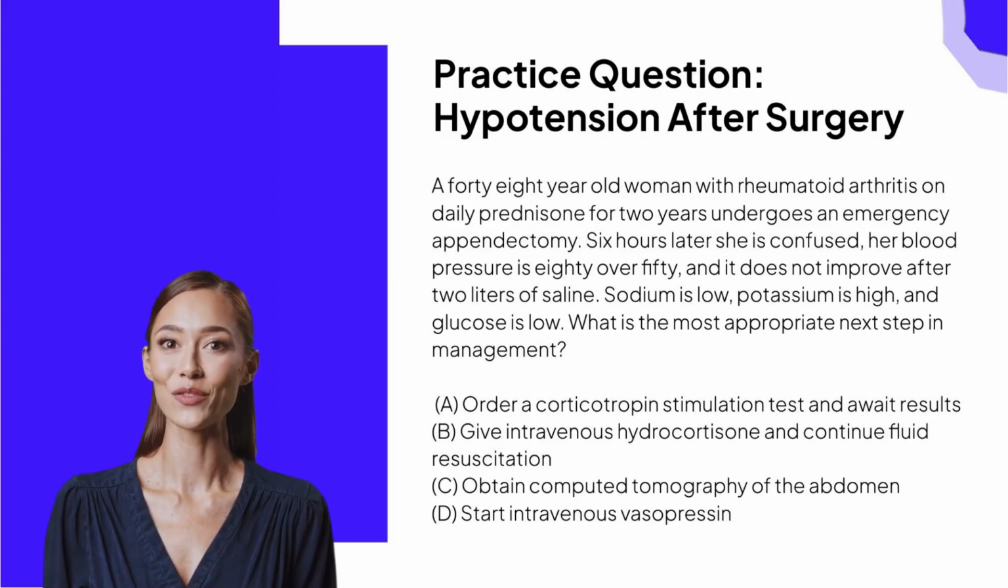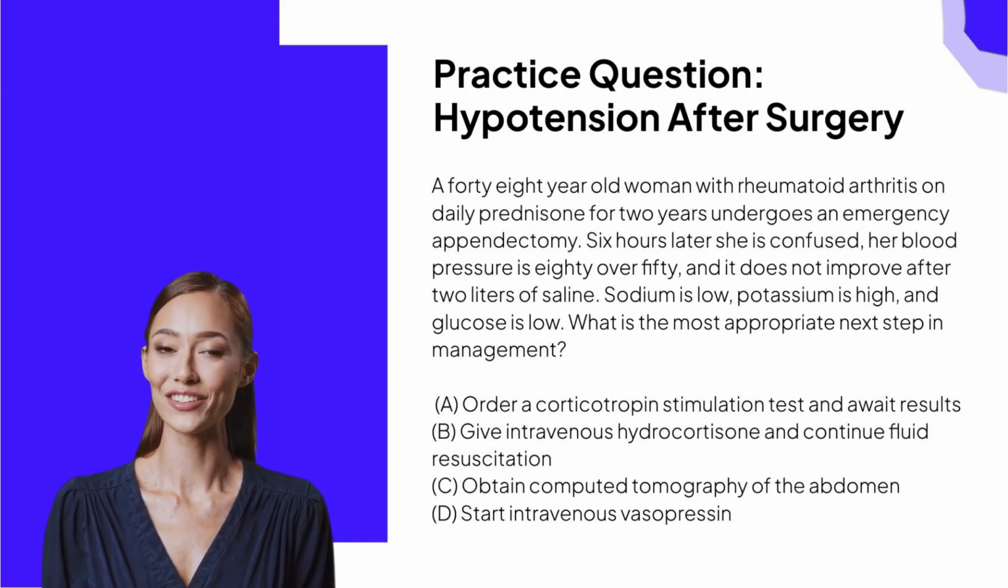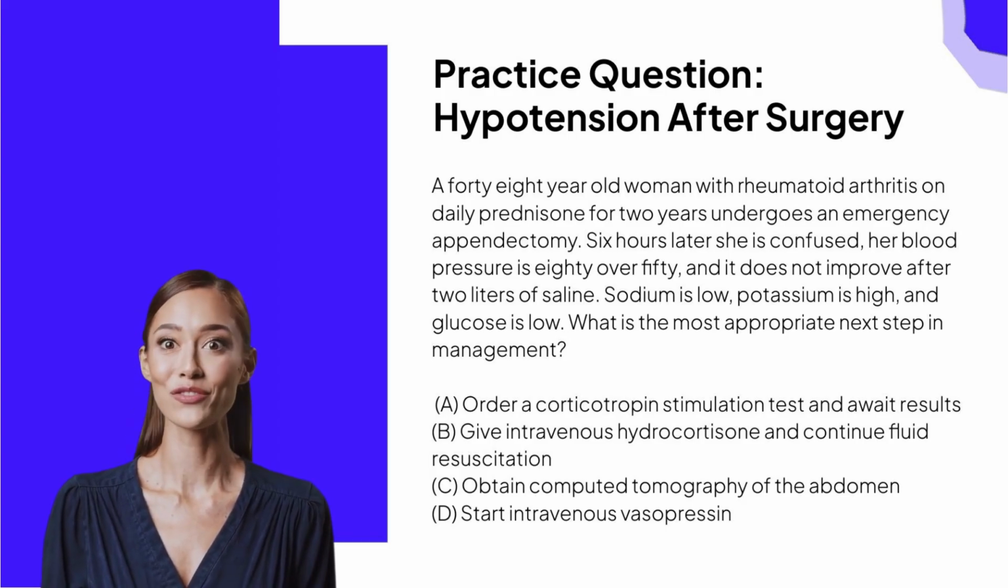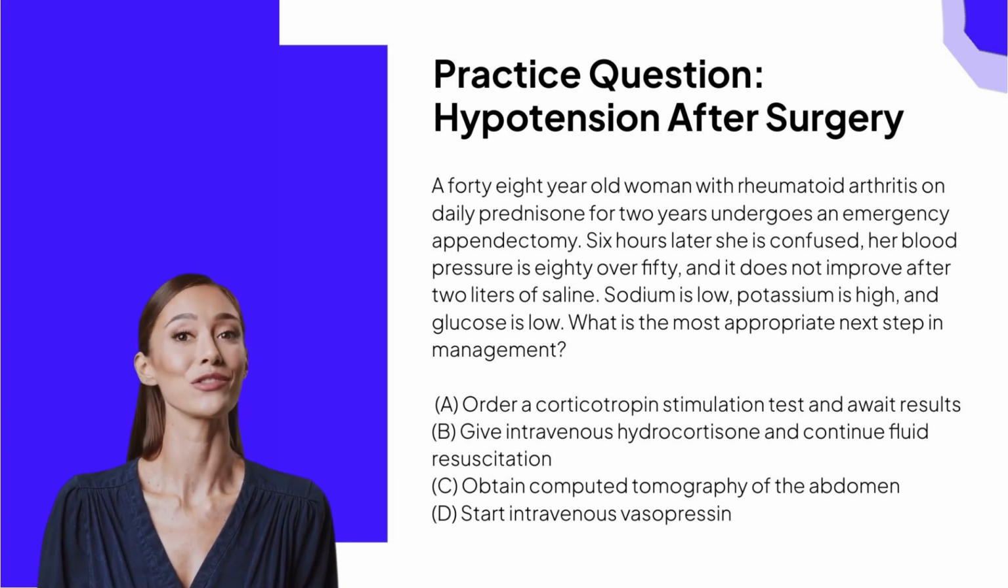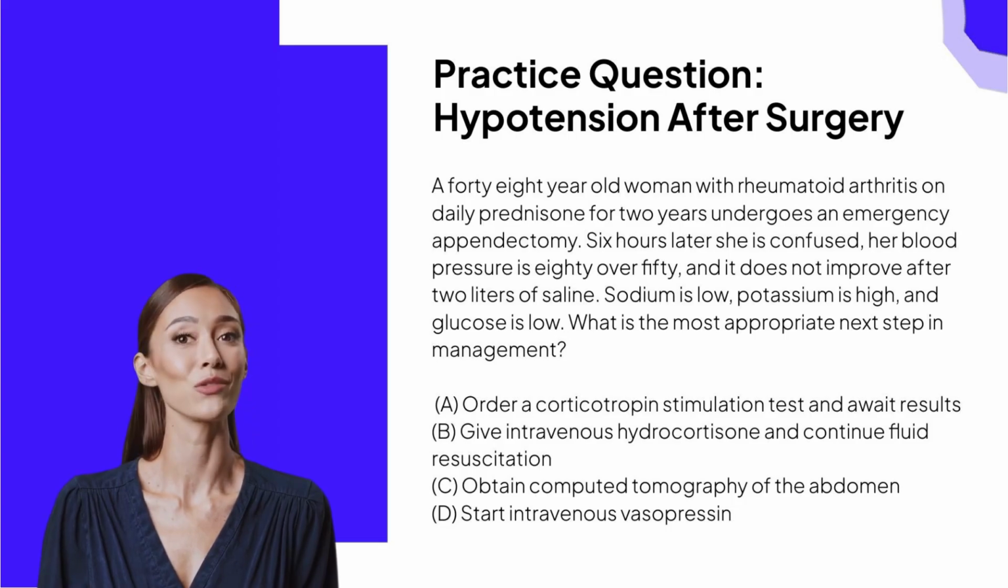Our first practice question. A 48-year-old woman with rheumatoid arthritis on daily prednisone for 2 years has an emergency appendectomy. 6 hours later, she's confused. Her blood pressure is 80/50 and doesn't improve after 2 liters of saline. Her sodium is low, potassium high, glucose low. The question asks for the most appropriate next step. Notice 3 things the writer handed you: the chronic steroid, the major stressor, and the refractory low blood pressure with that specific lab pattern. Pick your answer now.